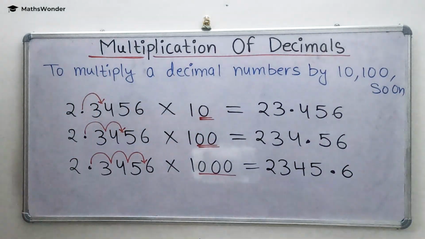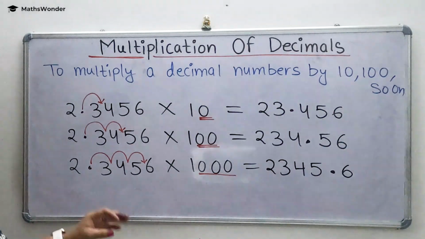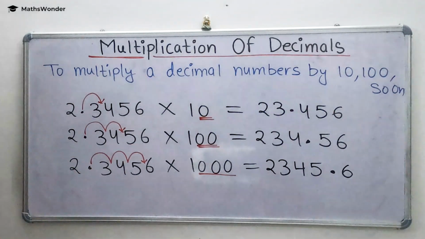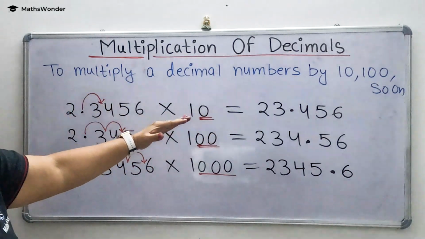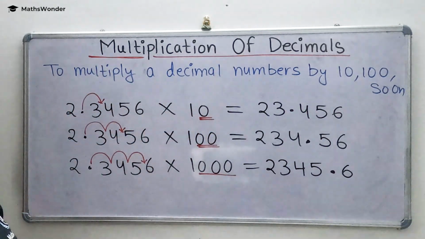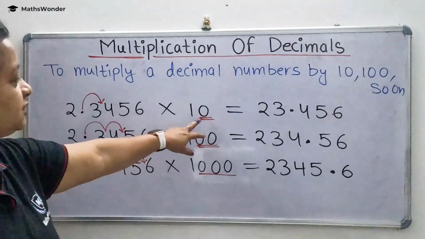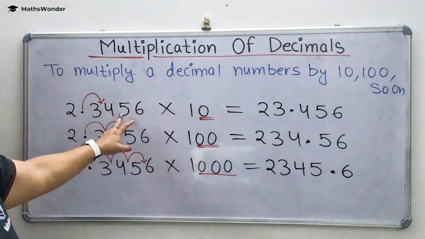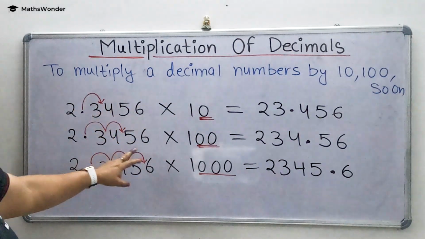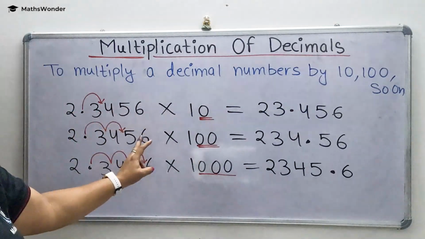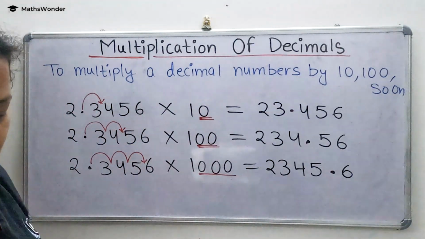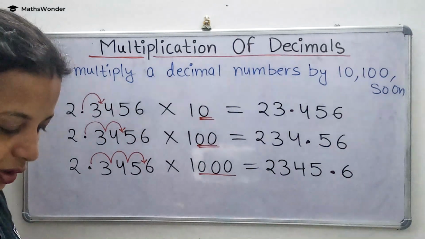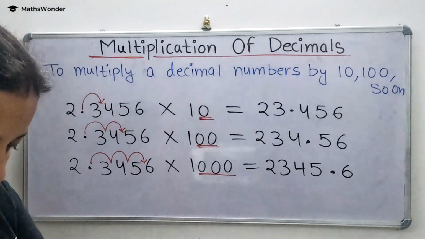That's it. So the concept is very easy. Whenever you multiply a decimal number by 10, 100, 1000, just check the zeros and shift the decimal point to the right according to the zeros. So 1 zero, shift decimal point 1 place to the right. 2 zeros, 2 places to the right. 3 zeros, 3 places to the right. 4 zeros, 4 places to the right. That's it. So this is the concept of this.